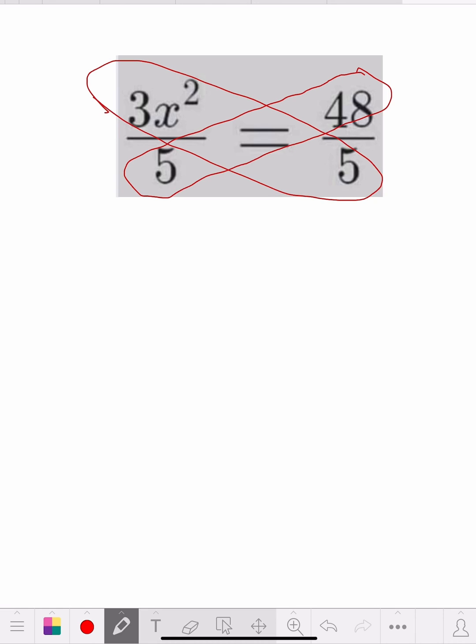So we can just cross out this 5 on both sides. And we then come down with 3x squared equals 48. Okay, we come down with that. That's all. So don't forget, it's a test, so time is of the essence.